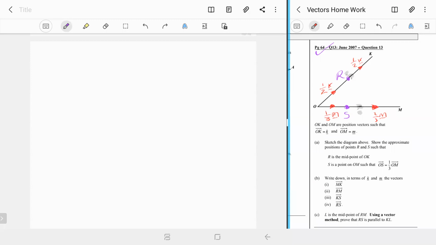All right, so we are ready now to answer the questions. That's how we do the diagram. So we just finish this part now. This part is the diagram that we just did there.